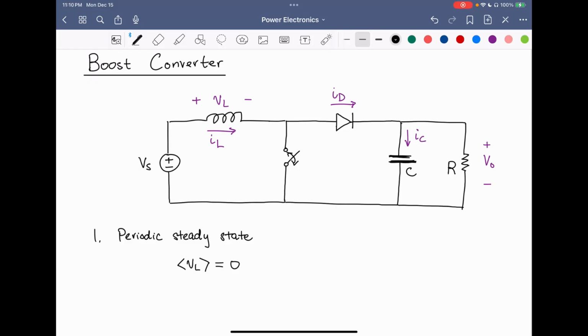By the same token, for the capacitor, the voltage across the capacitor at the beginning of a period is equal to the voltage across the capacitor at the end of that period. And that is equivalent to the statement that the average capacitor current over a period is equal to 0. This statement is known as capacitor charge balance because there's no net change in the capacitor charge over a period.